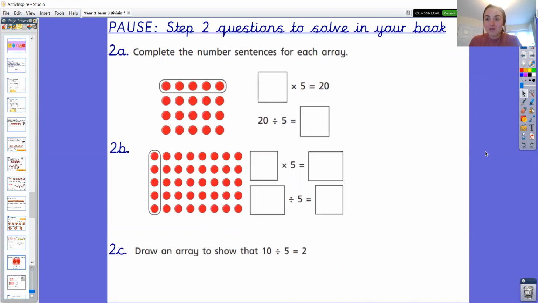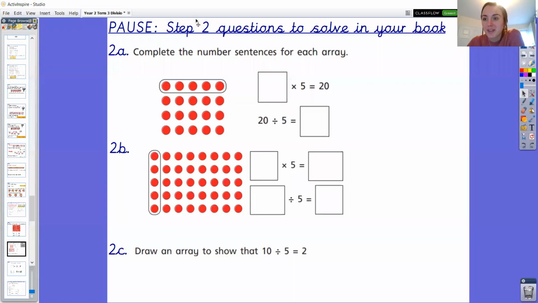Okay, so on your screen now, you can see step 2 questions, very similar to what we've just looked at together. So please use the array to find the missing numbers in the multiplication and the division for 2a and 2b. And on 2c, it says draw an array to show that 10 divided by 5 equals 2. So you can use the examples that you're solving to help you with that one. Well done, Year 2. You are really flying high in maths today.